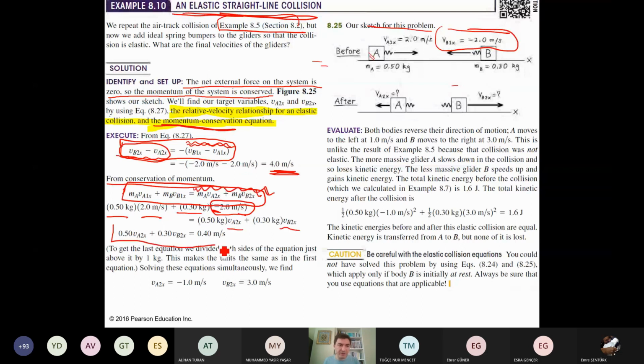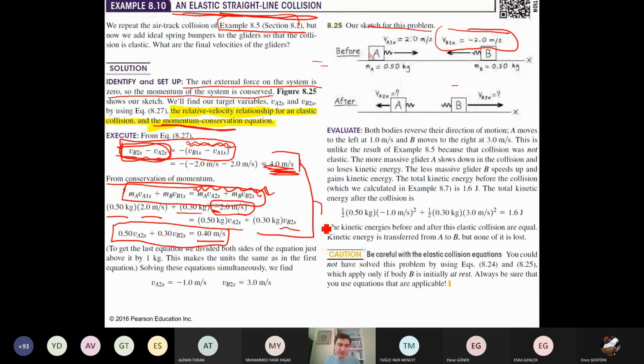Now I have two expressions. The first one is this one, which is equal to 4 meters per second. And the second one is this one, 0.5 final velocity of A and 0.3 final velocity of B, and the sum of them is equal to 0.4 meters per second. So by using these two equations, you can get these results for the final velocities of A and B.